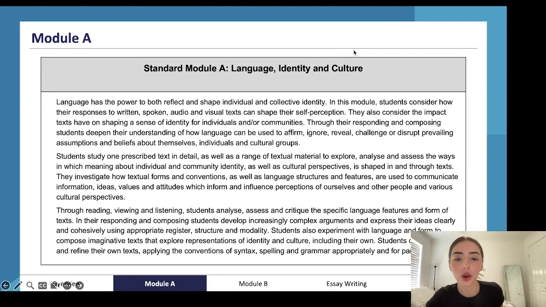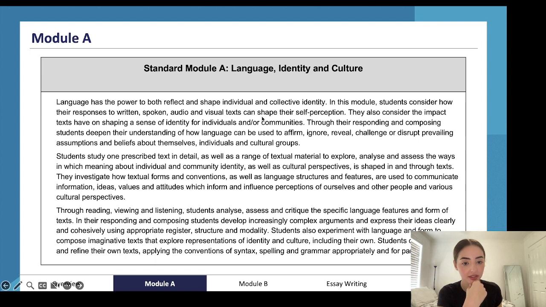Notice how language has a power to both reflect and shape individual identity and collective identity. Okay, cool. We're told that. In this module, students consider how their responses to texts can shape their self-perception. They also consider the impact texts have on shaping a sense of identity for individuals and or communities.